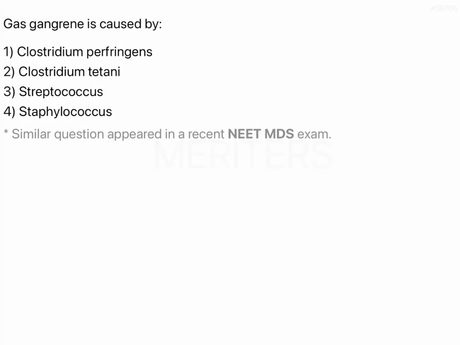Gas gangrene is caused by, the options are Clostridium perfringens, Clostridium tetani, Streptococcus and Staphylococcus. Now, as we know, gas gangrene is a kind of gangrene that involves the formation of bubbles or gas inside the wound, right? So, gangrene is what?